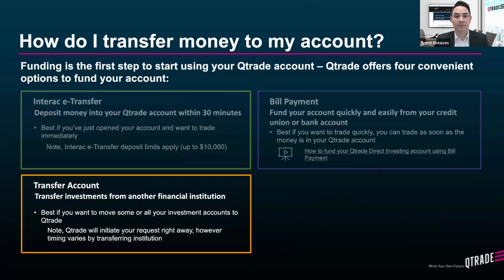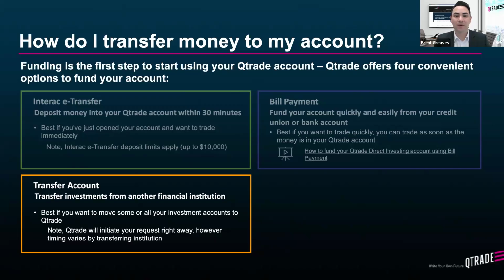There are different transfer types. For example, there's in-kind, which means you can transfer your assets as is, or there's an option for in-cash, meaning that everything will be sold and the cash transferred to Qtrade. These are the two most common types, where you can transfer a partial or the full amount, or you can also use a mixed transfer, where you can pick and choose how you'd like to transfer your assets.